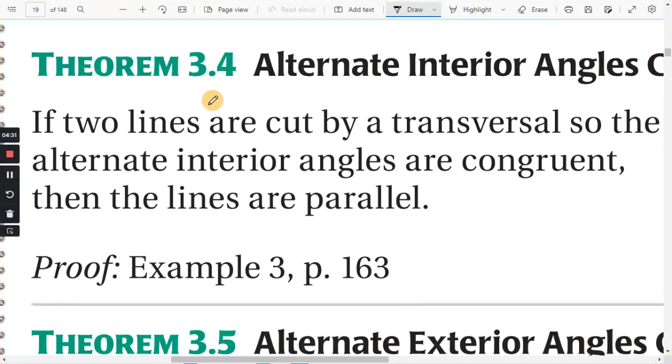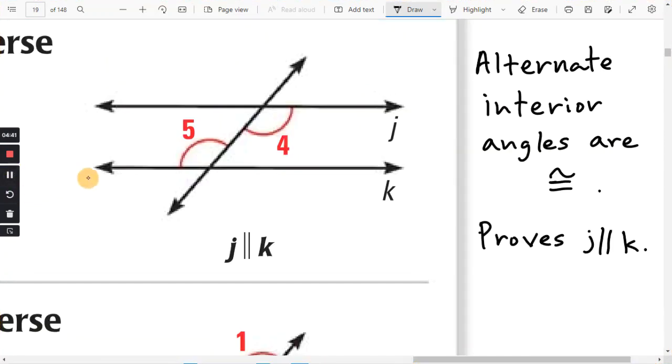So for alternate interior angles, if two lines are cut by a transversal, and the alternate interior angles are congruent, then the lines are parallel. So this is the interior between J and K. And this is the transversal, I'll label it T. Angle 4 is on the right. Angle 5 is on the left. So they are alternate interior angles, and they are marked congruent. If alternate interiors are congruent, that proves that line J is parallel to line K.